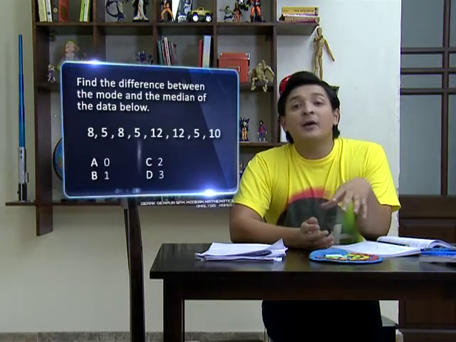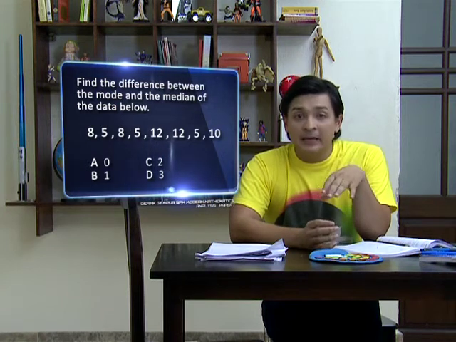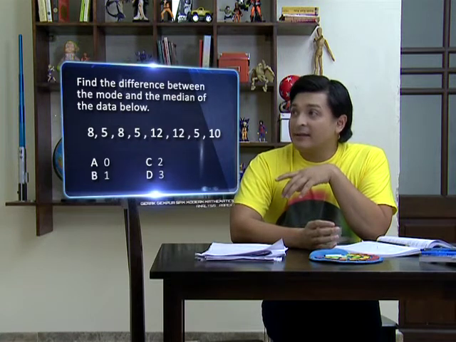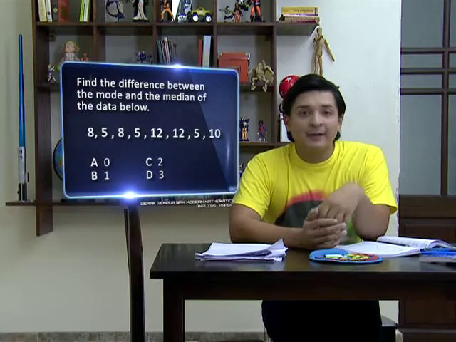So basically, they're asking you to find the difference between the mode and the median for the data 8, 5, 8, 5, 12, 12, 5, and 10. Think you can do this? I think so too. Let's go.